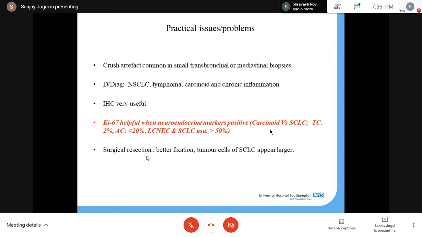Every now and then, every few months, I come across cases where within the same section you see areas which look like small cell, whereas other areas show more cytoplasm and nuclear prominence, and you are wondering, is this small cell, is this large cell neuroendocrine? I feel tumors don't read textbooks, as some famous pathologist said once. So within the same tumor, you can see different morphological features.